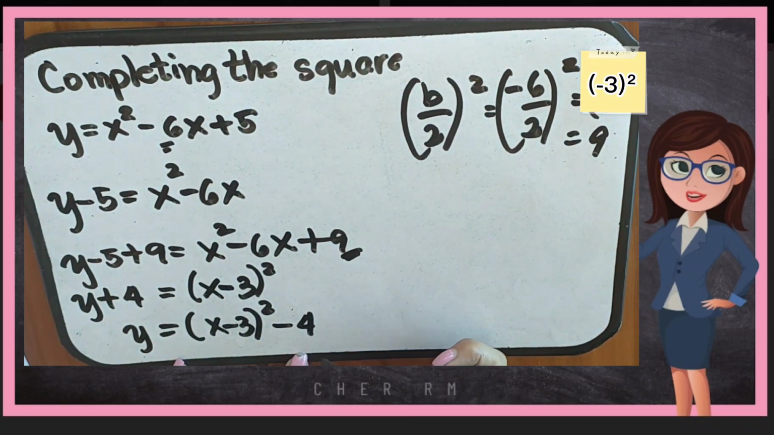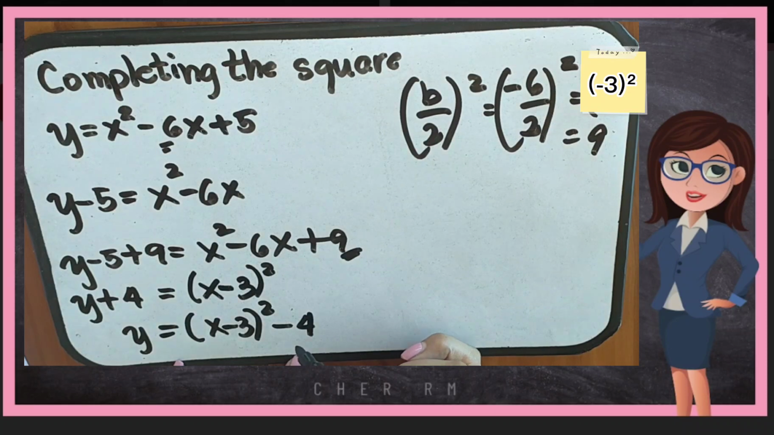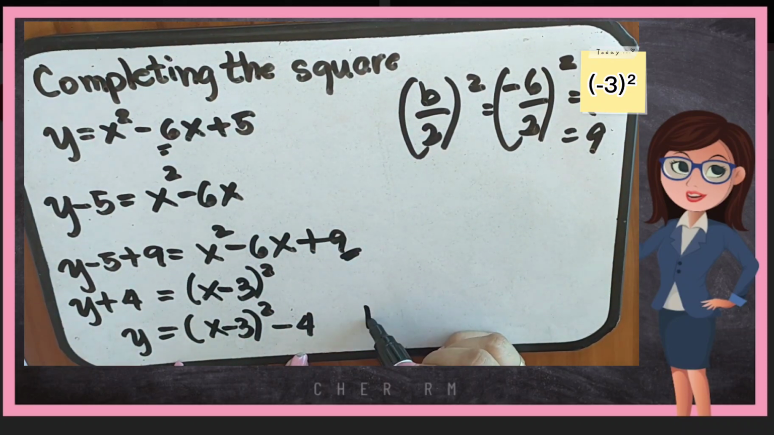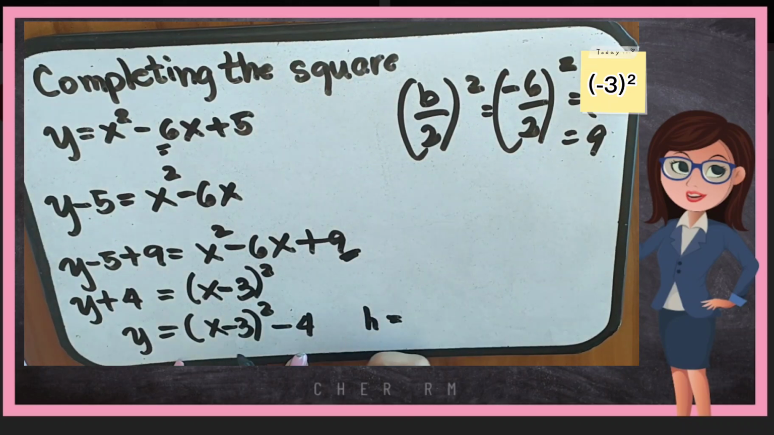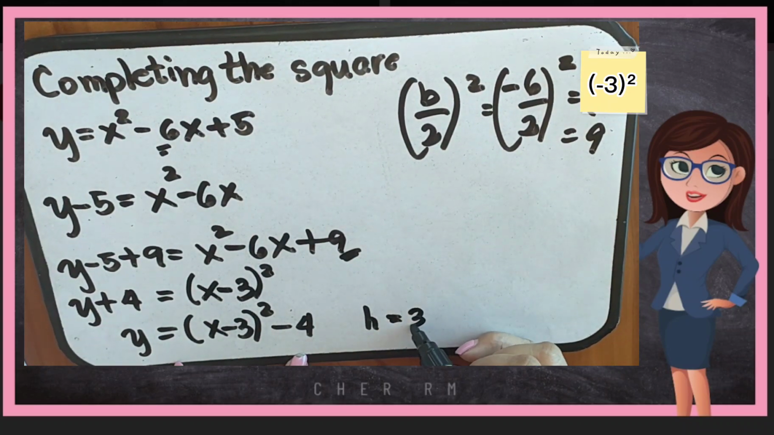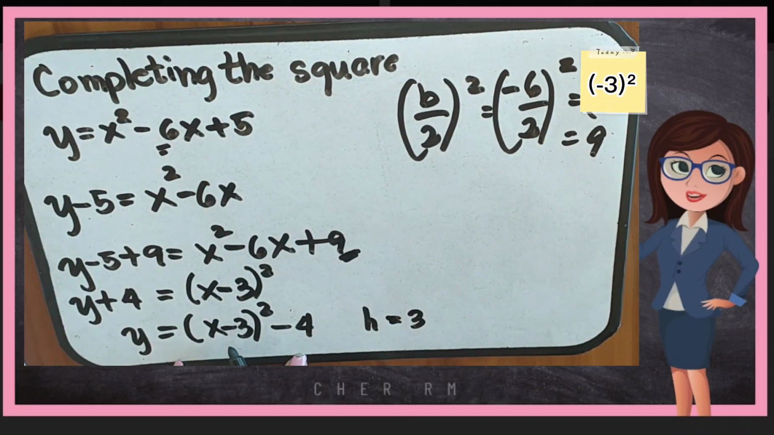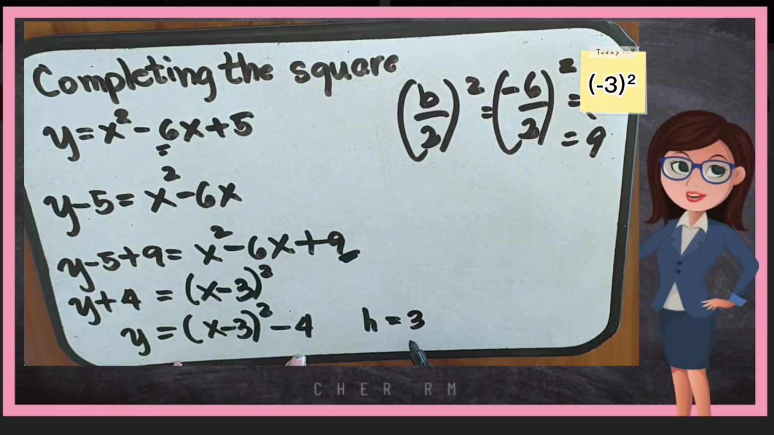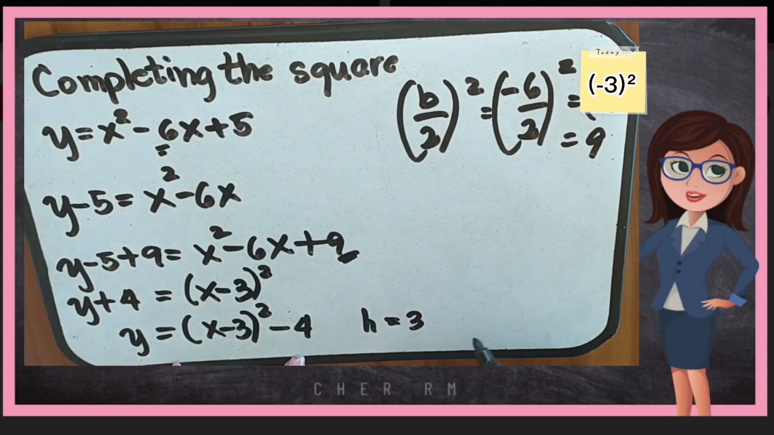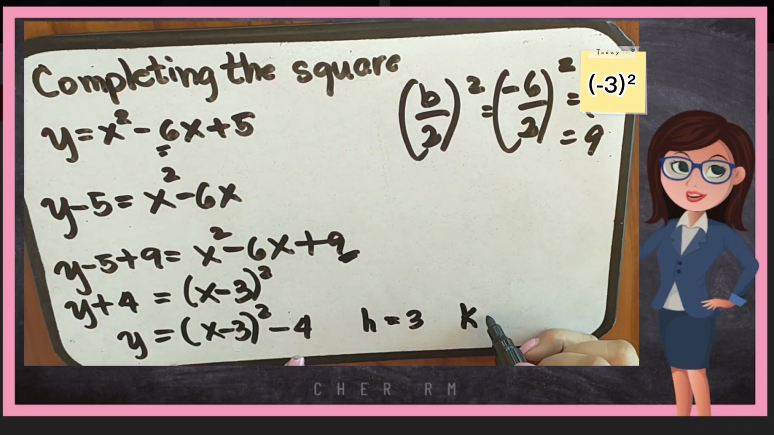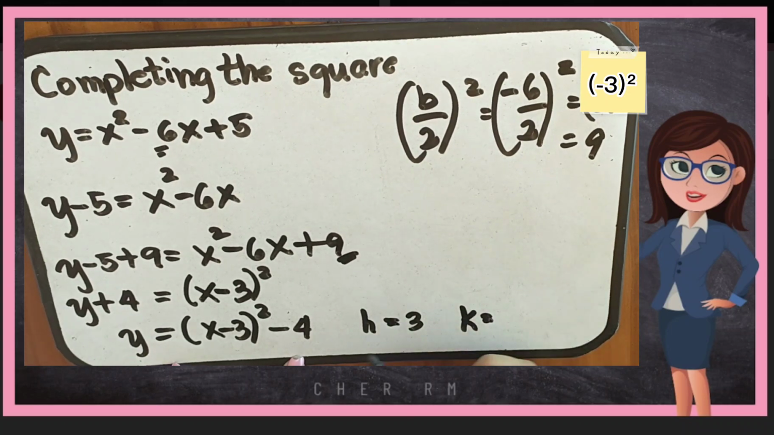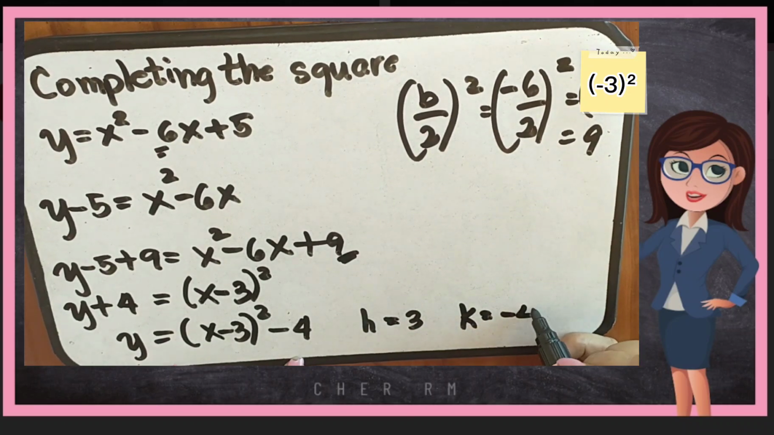So now this is the vertex form of quadratic function. We can identify now the value of h and k here. So h is equal to positive 3 because as you can see we have x minus 3 equals 0. We will transpose negative 3 to the right, so it becomes 3. So x is equal to h. Then the value of k is equal to this one, negative 4.